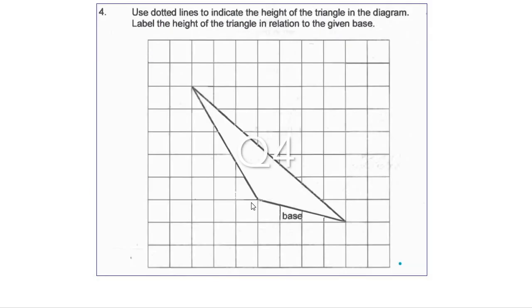For this question, you see the base is here, right? So what you do is put your ruler on this base, and most probably the ruler will stretch into here. Then you put your triangle here. You have those triangle figures, right? And then you move along this ruler. Then you can see that over this point, you will do like that. So this is how you can find the height in relation to the given base.